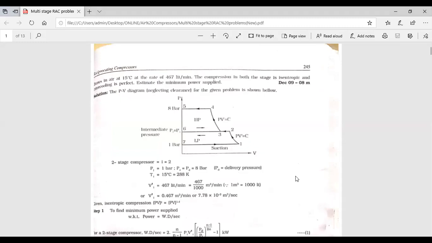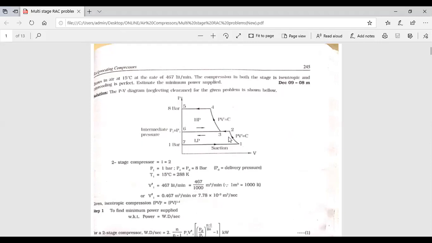Now I'll take the first problem related to multi-stage air compression. Before that, you should analyze the PV diagram. So 7 to 1 is suction of air inside the compressor at atmospheric pressure. Then 1 to 2 is the polytropic compression in the LP cylinder. Next, 2 to 3 is where intercooling happens.